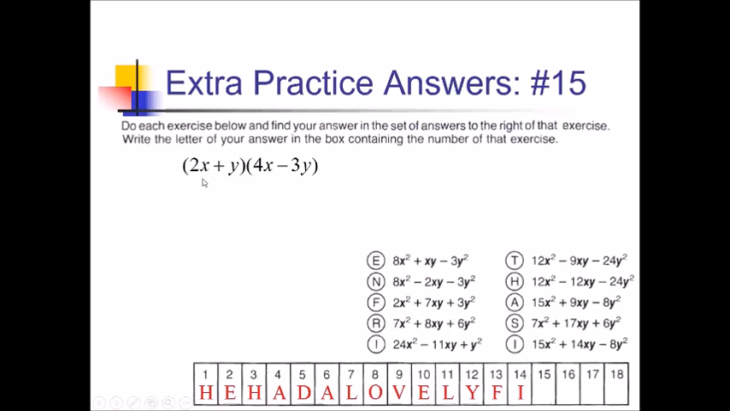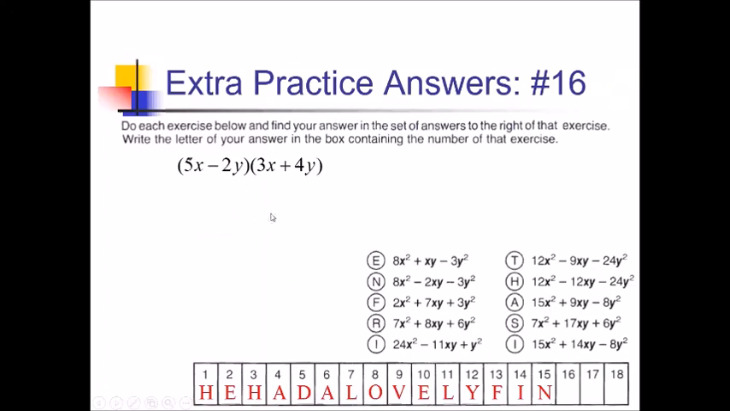So for this, we have a 2x plus y times 4x minus 3y. 2x times 4x is 8x squared. 2x times negative 3y, that's negative 6xy. Y times 4x is a plus 4xy. And y times negative 3y, that's going to be a negative 3y squared. Negative 6 and positive 4 combine to give us negative 2xy in the middle. And 8x squared minus 2xy minus 3y squared, that's going to be this choice N right here. So that goes under box 15.